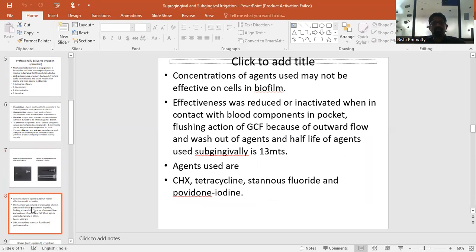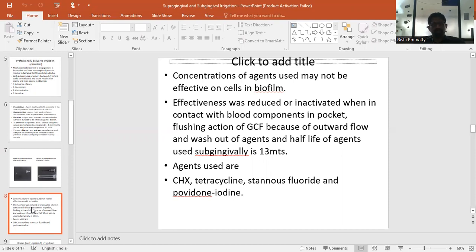The concentration of agents used can be effective on cells in biofilm, but the effectiveness is reduced or inactivated when in contact with blood components in the pocket. And there is the flushing action of the GCF because of the upward flow and washout of agents, and the half-life of agents used subgingivally is 13 minutes. The main problem is that because of the GCF flow, the agents come out with blood components in the pocket, and sometimes the half-life of all these agents is approximately 30 minutes.